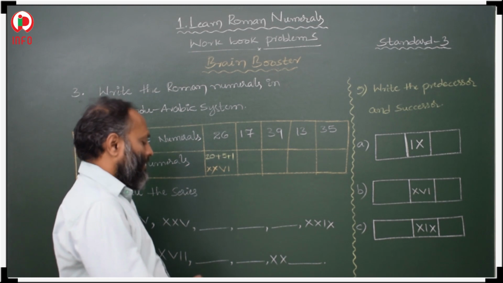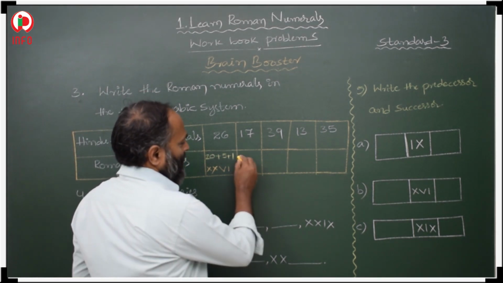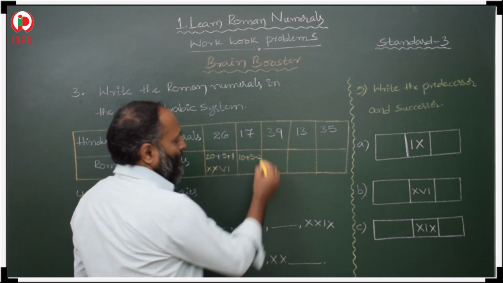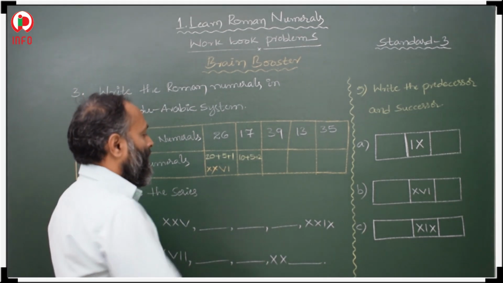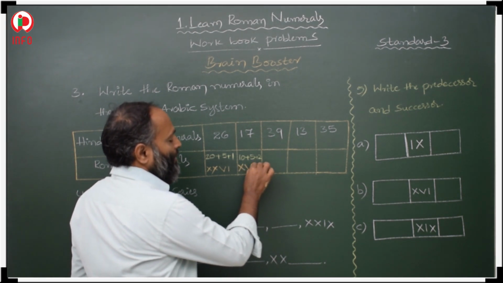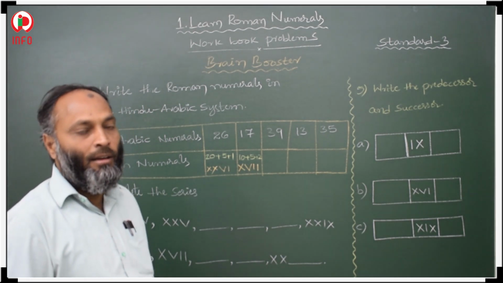Then 17. 17 means 10 plus 5 plus 2. 2 means 1 plus 1. 10 is X, 5 is V, 2 means 1 and 1, I and I.